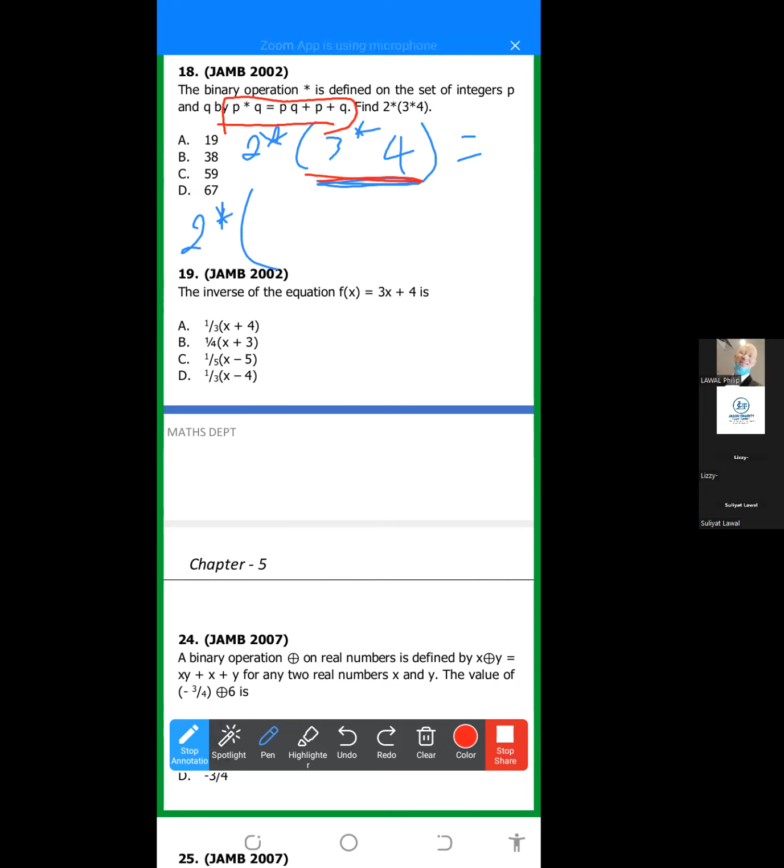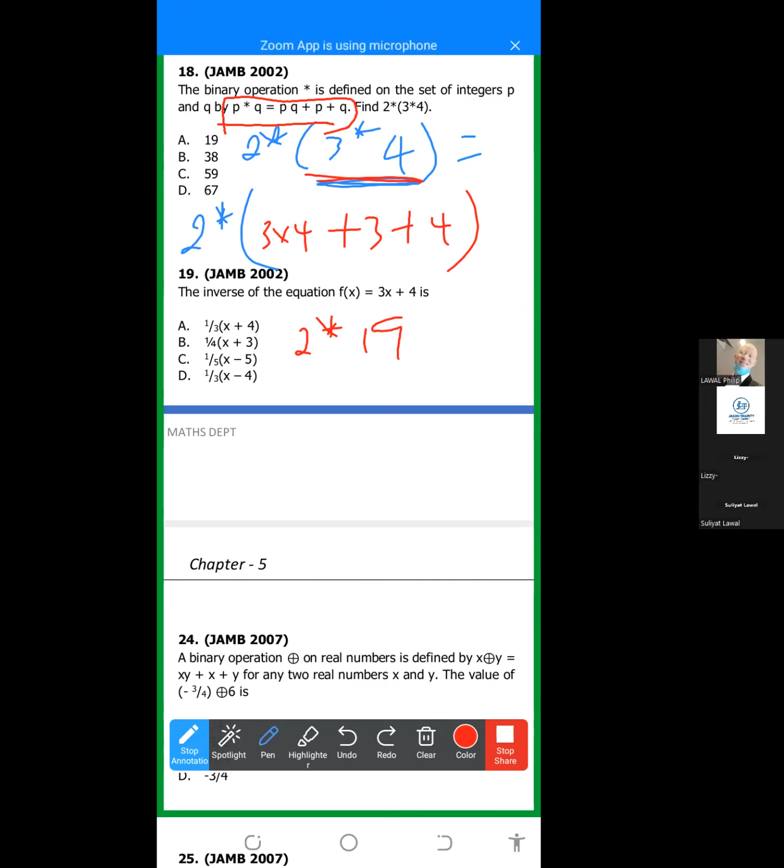So that will be 3 times 4 plus 3 plus 4. That's what we will do. So I will just compress that solution. 3 times 4 is 12. 12 plus 3, 15. 15 plus 4, that's 19. So my answer will now be 2 star 19. This is what I will have, 2 star 19.